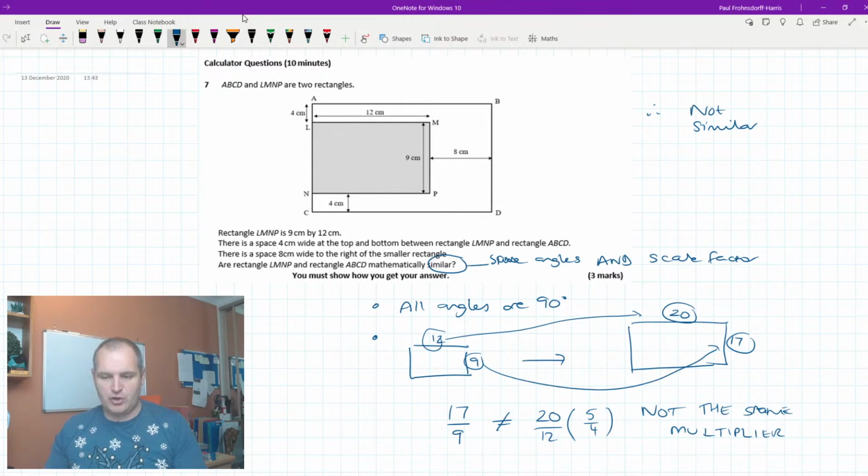Okay? And it's because of the scale factor, which I have mentioned, that it needs the same scale factor. So you have to say why, but I have done that. So let's make it even clearer. Not similar, because not the same scale factor.